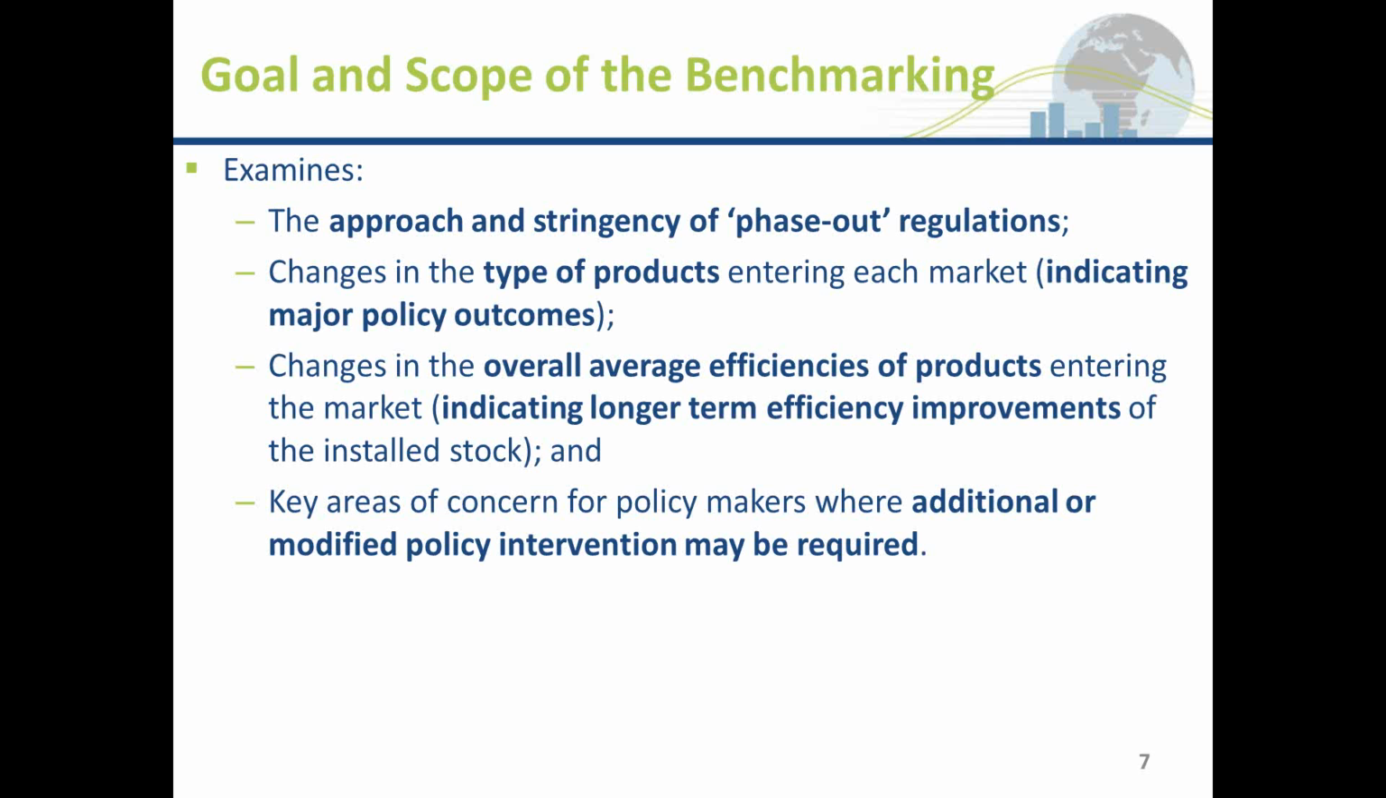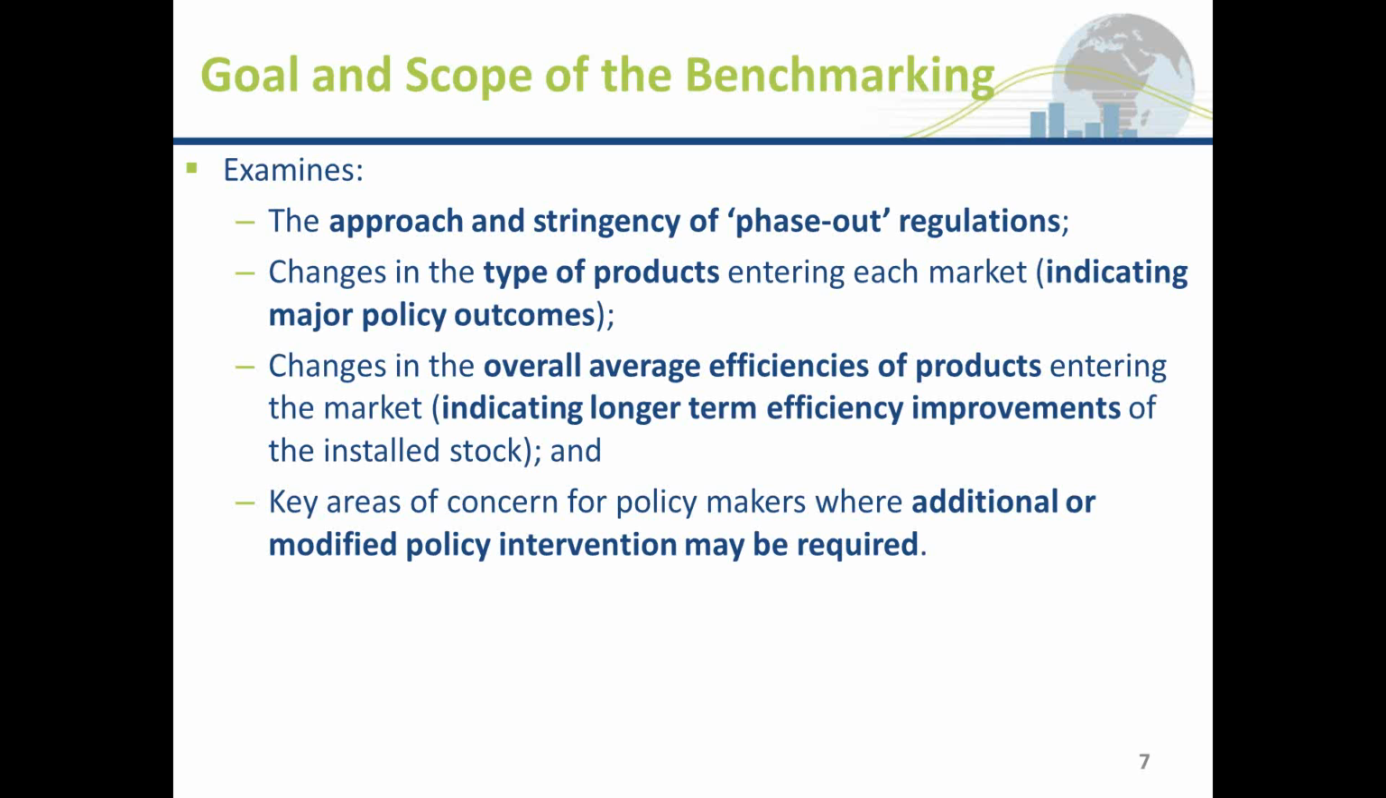We wanted to look at the type of products entering each market, so what are the proportions of sales of LEDs compared with CFLs, compared with halogens, compared with incandescent lamps, traditional incandescent lamps, and how is that changing over time? Because that should give us an indication of some of the major policy outcomes in terms of what products are moving into and out of the market.